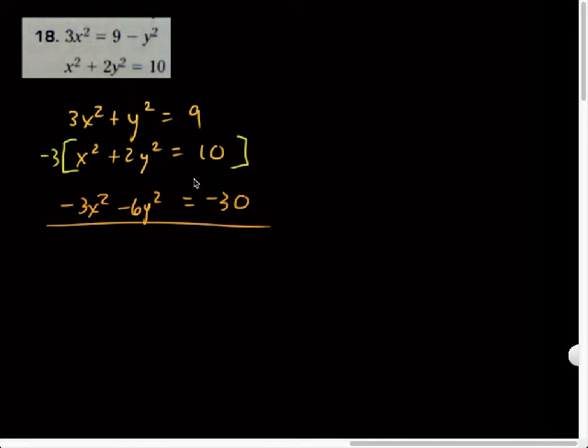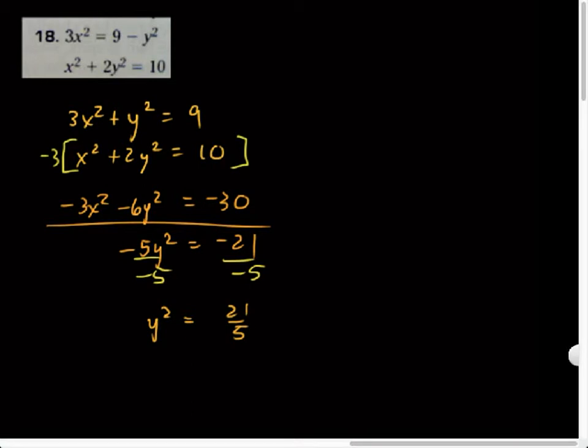So here we go. Multiply through: 3x squared minus 3x squared is 0. y squared and -6y squared is -5y squared. 9 and -30 is -21. Divide both sides by -5, and I would get y squared equals positive 21/5.